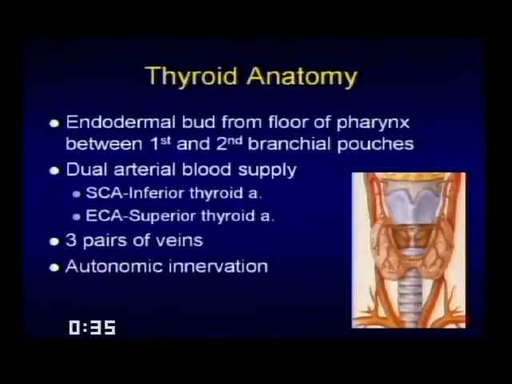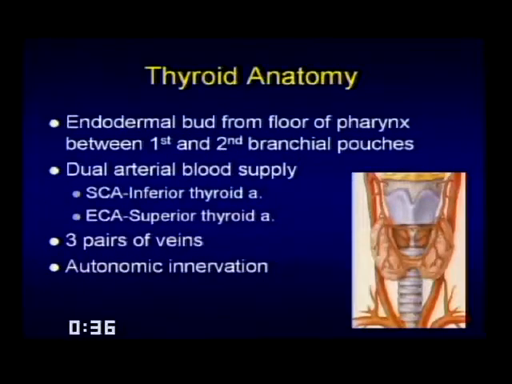The thyroid begins as an endodermal bud from the floor of the pharynx between the first and second branchial pouches. Now, this is important because one of the disease states that you'll need to recognize, at least in the pediatric or teenage population, is a thyroglossal duct cyst, which tracks from the foramen cecum. And part of that operation involves tracking all the way back up to the base of the tongue to remove the entire tract altogether.